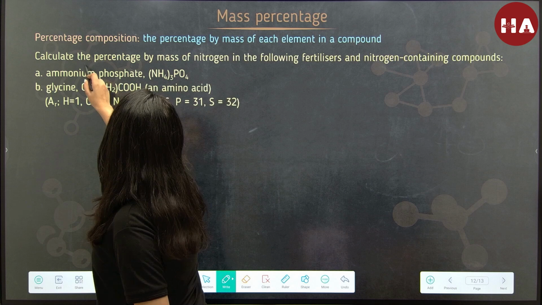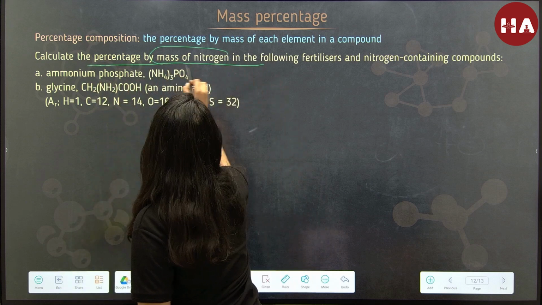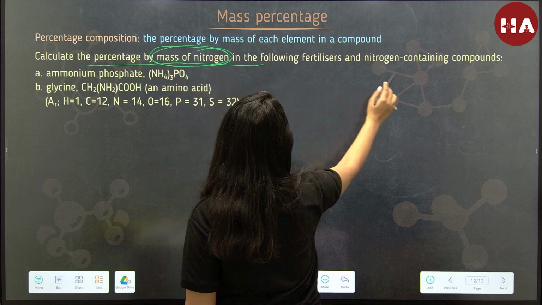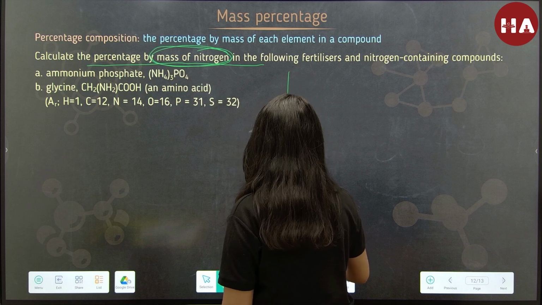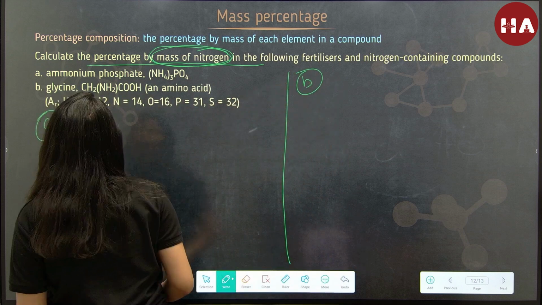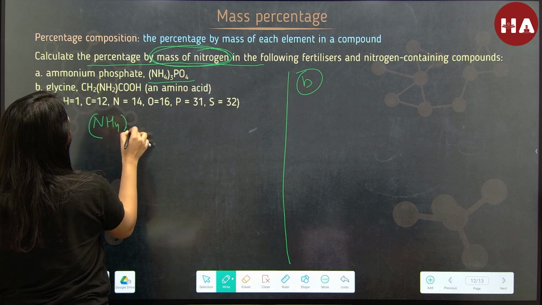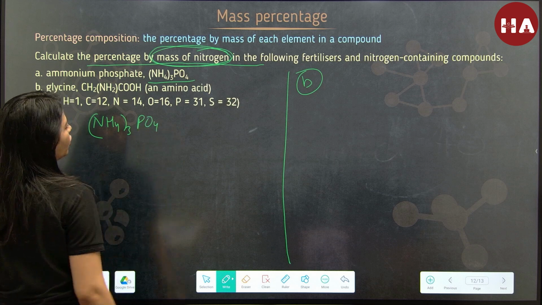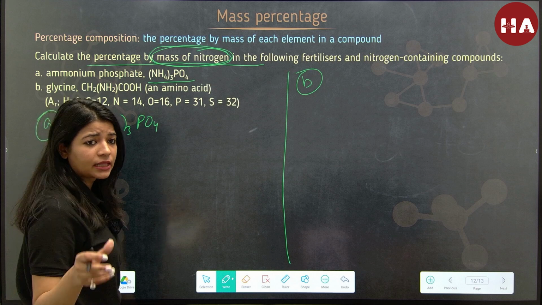So the question says calculate the percentage by mass of nitrogen, this is important, in the following fertilizer and nitrogen containing compounds. So two parts are given to you. B I will do here. Let's do A over here. So ammonium phosphate is (NH4)3PO4. This is ammonium phosphate. We have to calculate the percentage of nitrogen which is present in this ammonium phosphate.